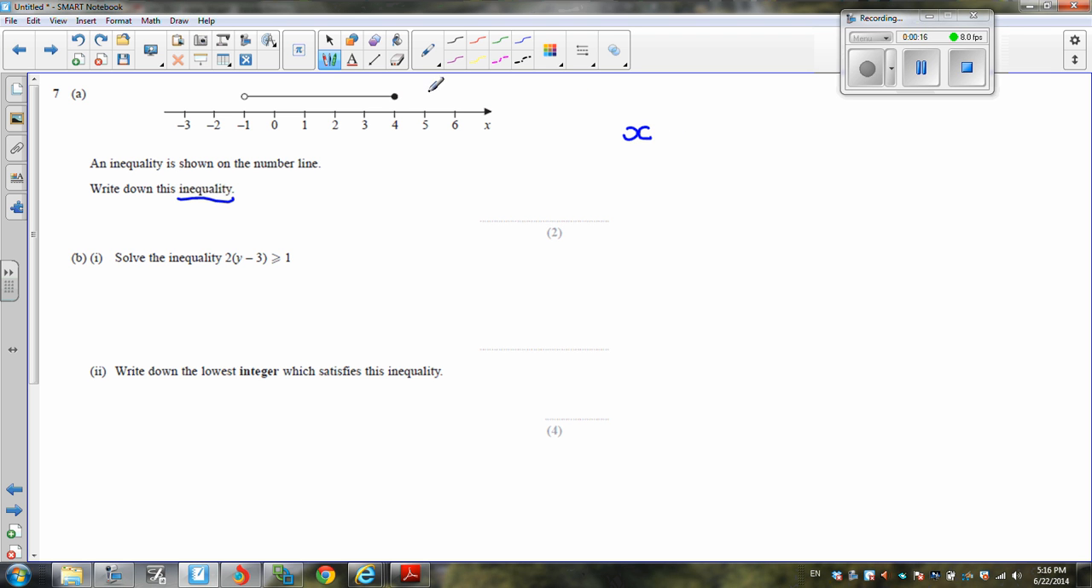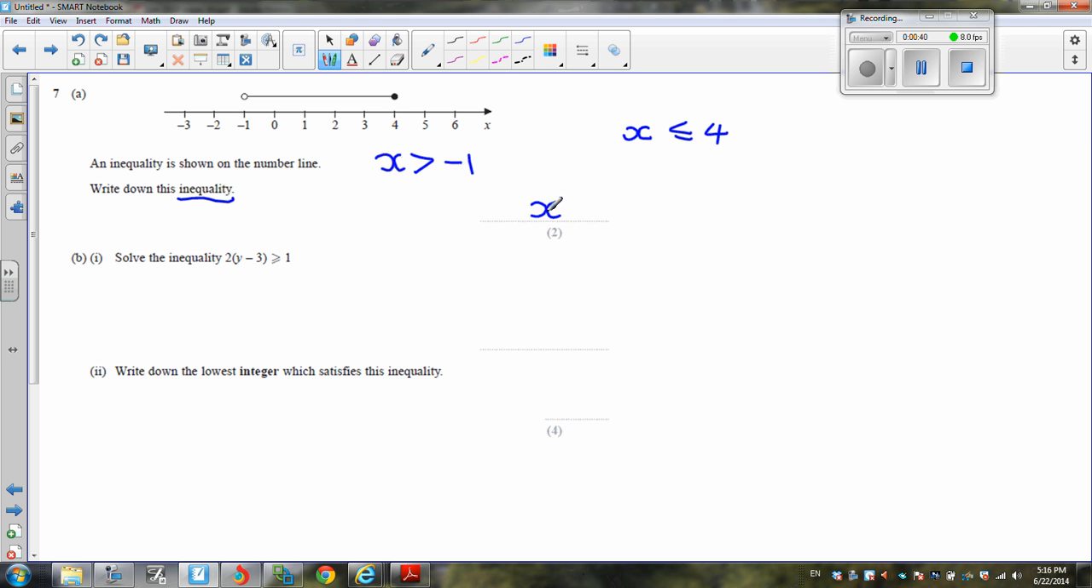I'm going to use x, and we can see first of all, if x is any number between -1 and 4, x has got to be less than or equal to 4, and we write it like that. So x is less than or equal to 4. We can also see that x has to be larger than but not equal to -1. So x is any number which is bigger than -1 and less than or equal to 4.